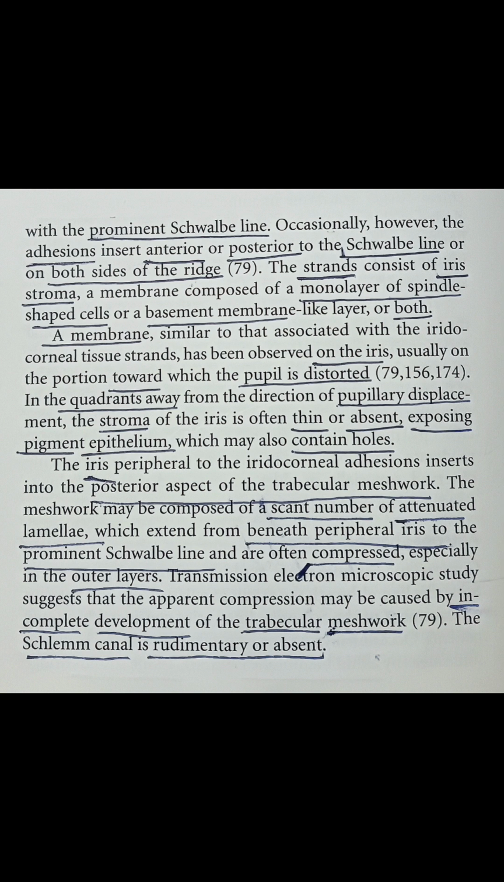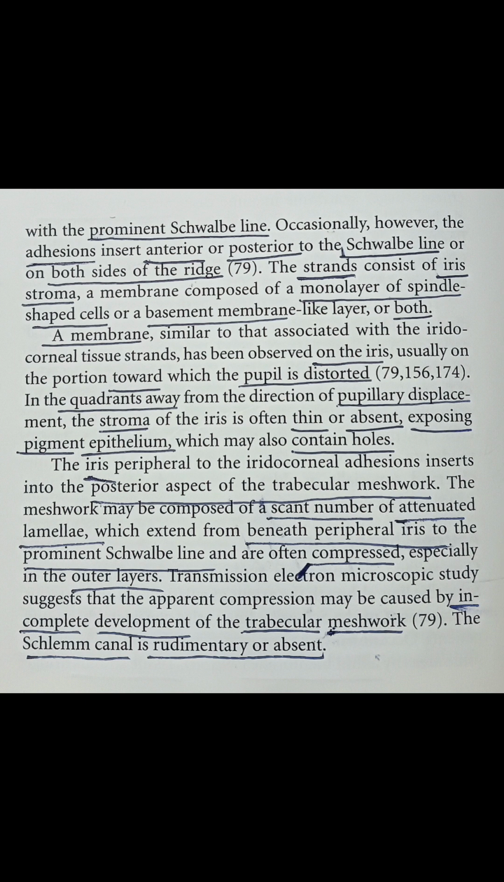Occasionally, however, the adhesions insert anteriorly or posteriorly to the Schwalbe line or on both sides of the ridge. The strands consist of iris stroma, a membrane composed of a monolayer of spindle-shaped cells, or a basement membrane-like layer, or both. A membrane similar to that associated with iridocorneal tissue strands has been observed on the iris, usually on the portion toward which the pupil is distorted.